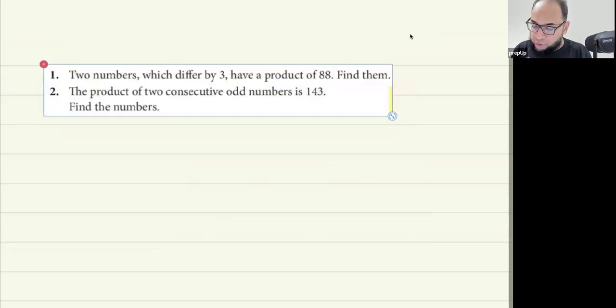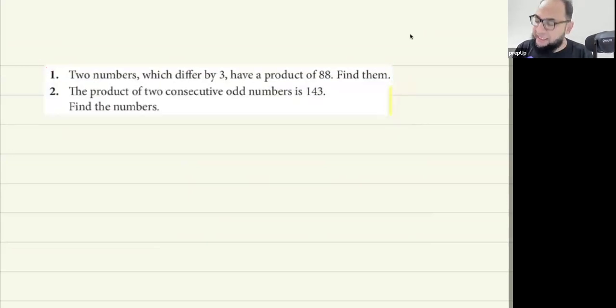So now I would like you to try out question number 2. There is no hurry. We will take our sweet time in understanding word problems. That takes a lot of time. So now question number 2. It says the product of 2 consecutive odd numbers is 143.